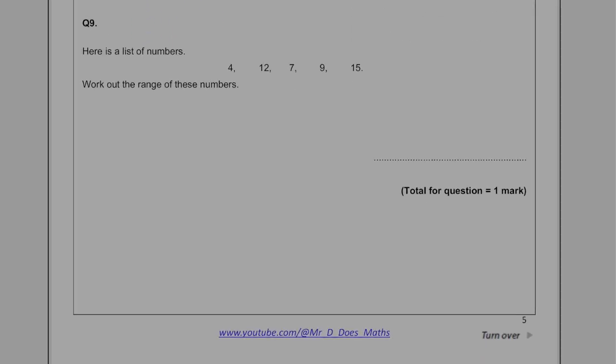Question 9. Here is a list of numbers. Work out the range. So the range, I need the largest, and then I'm going to subtract the smallest. So I'm doing 15 minus 4, which means my range is 11.